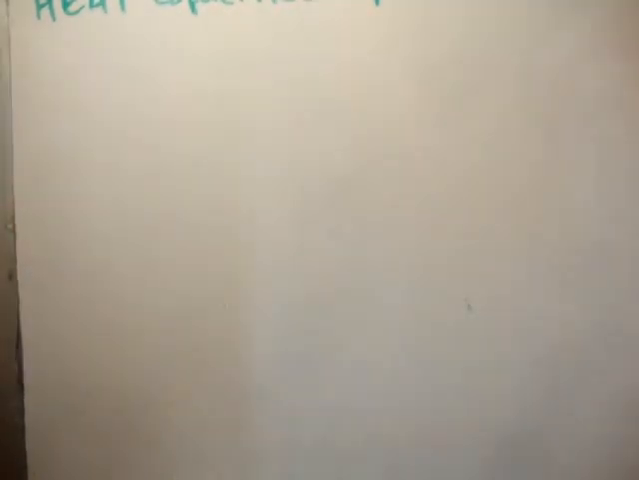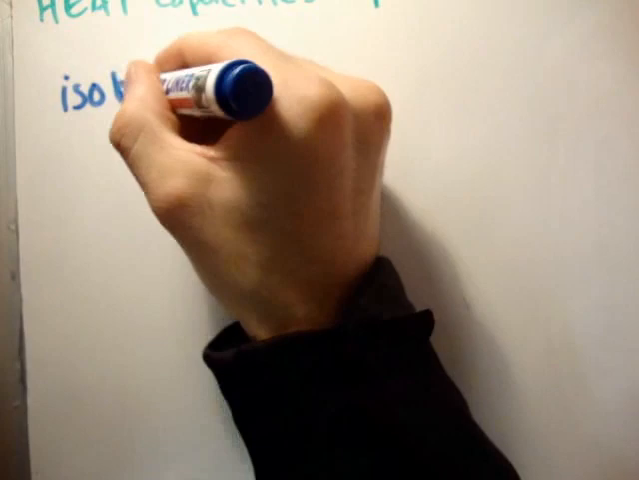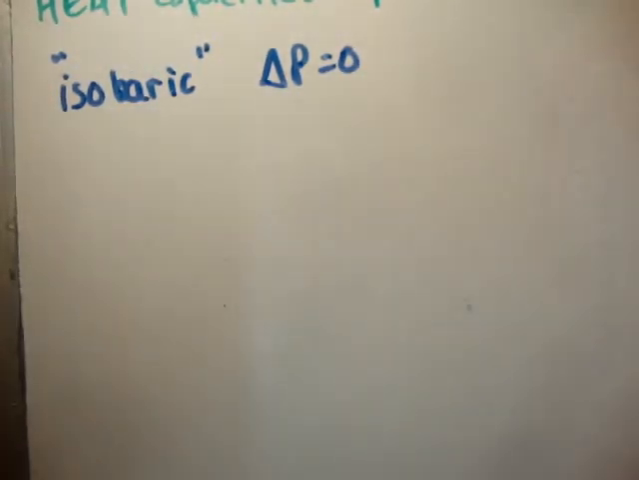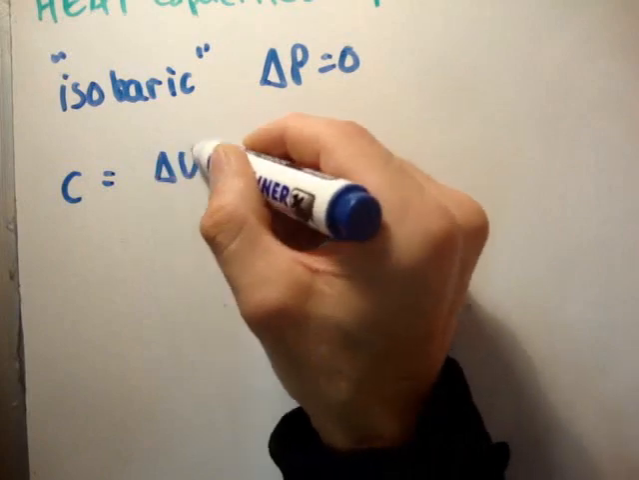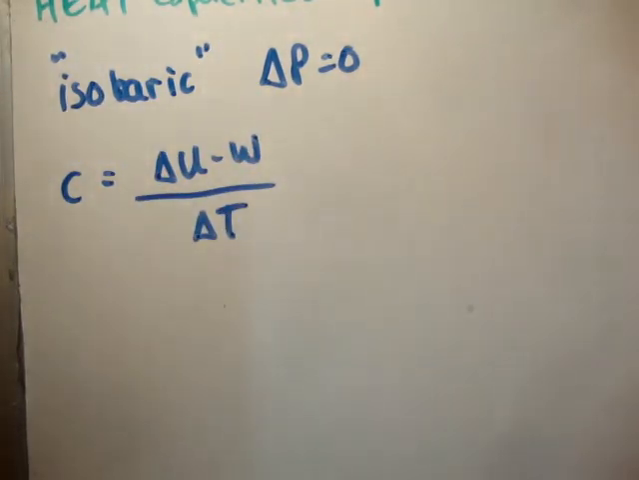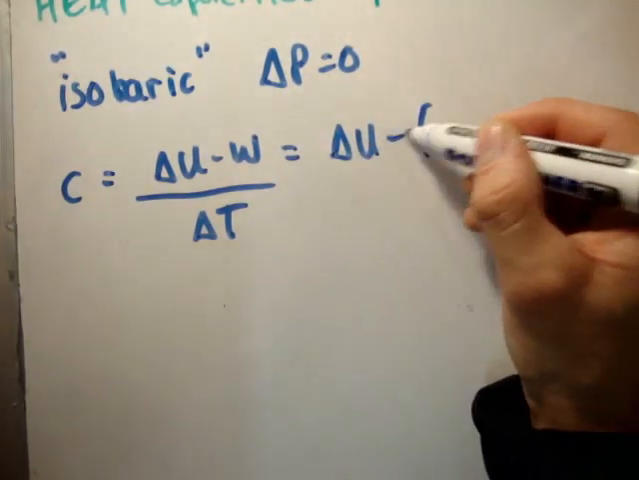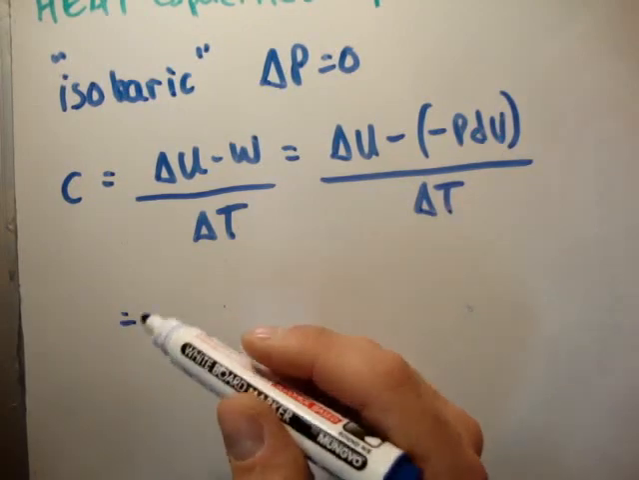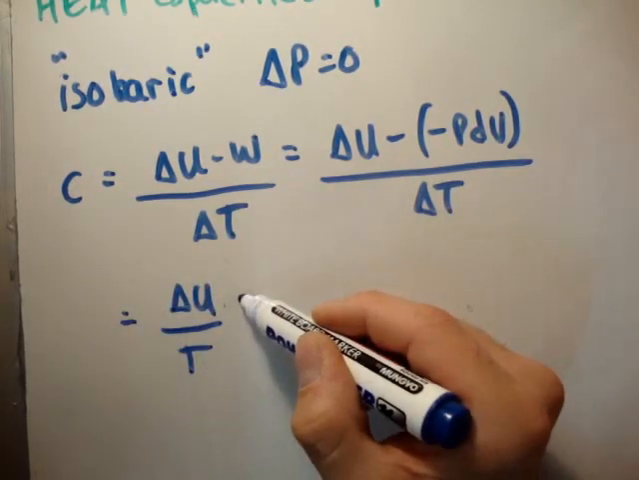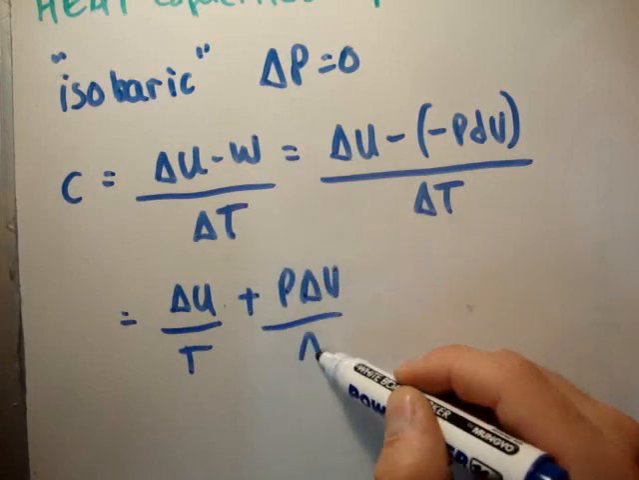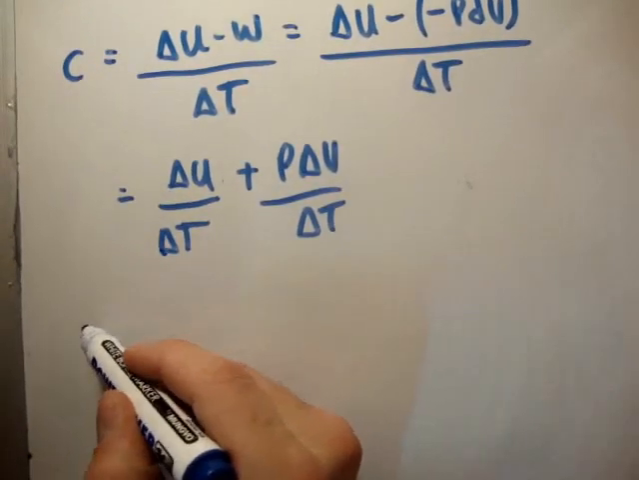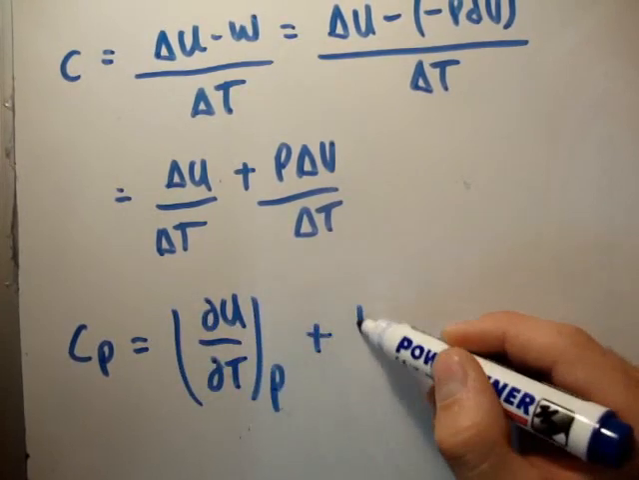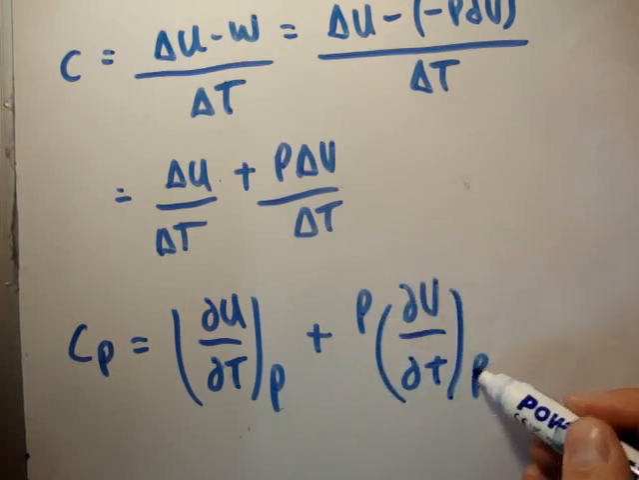So let's talk now about an isobaric process. Here, delta P is equal to zero. We know that C is equal to delta U minus W over delta T. At constant pressure, that's delta U minus P dV over delta T, which is equal to delta U over delta T plus P delta V over delta T. So we can say that the heat capacity at constant pressure is equal to del U del T at constant pressure, plus P times del V del T at constant pressure.